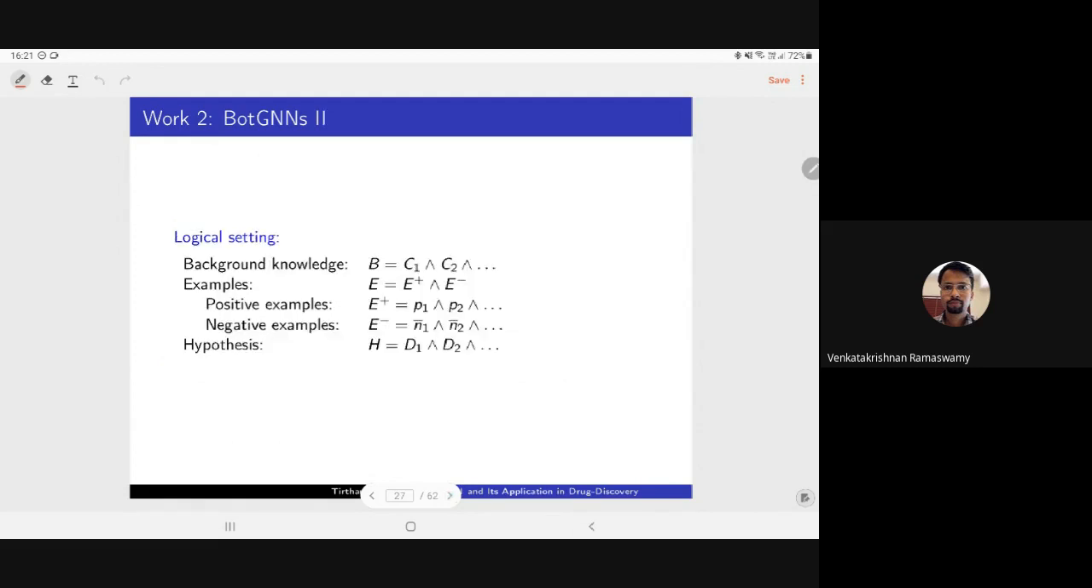I'll skip over this, but quickly I'll just say that background knowledge is a set of concepts C1, C2, and so on. Then examples consist of E plus and E minus, positives and negatives, and the hypothesis H is equal to G1 conjunction G2. Tirtharaj, Venkat has a question. Yeah, sorry, I was just curious why it's called a bottom graph. Is it related to the notion of a contradiction? Yeah, I'll explain that. Okay, all right.